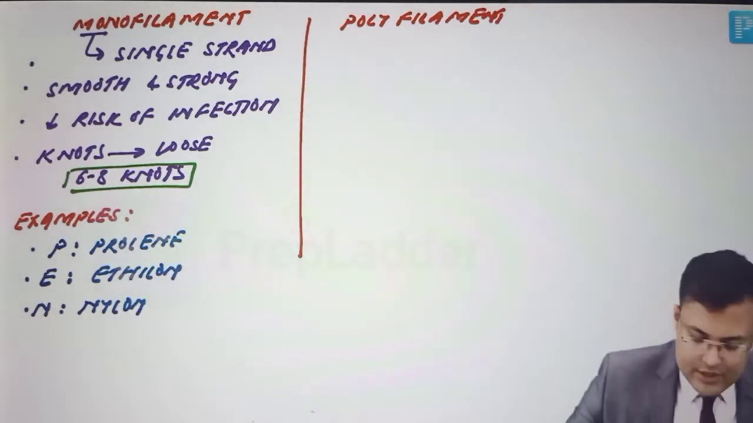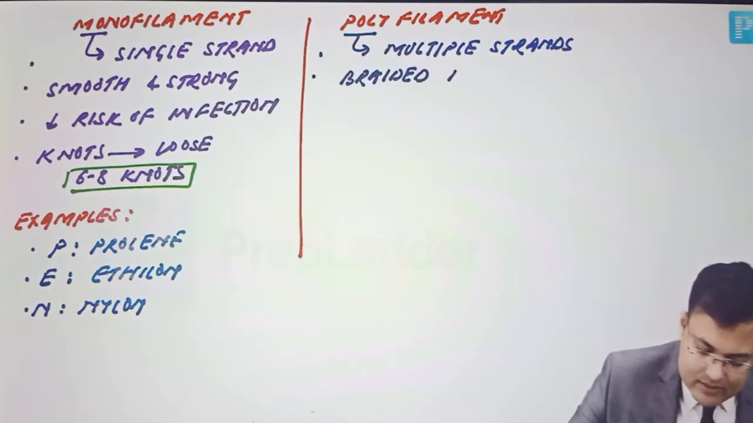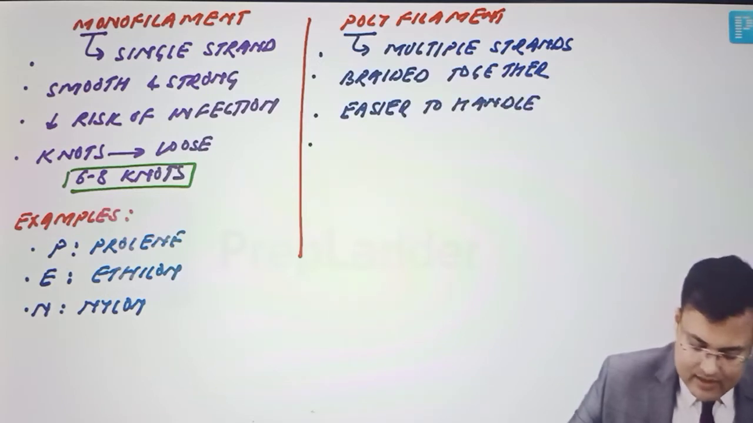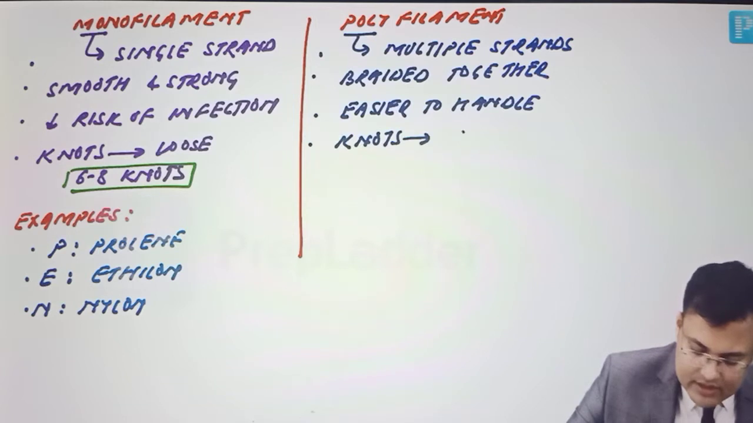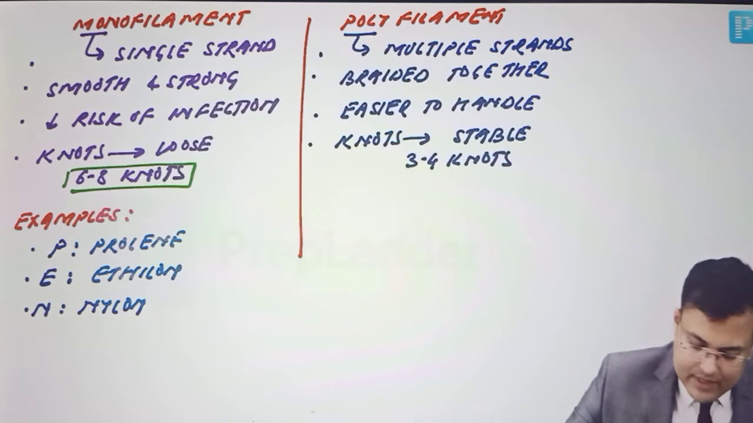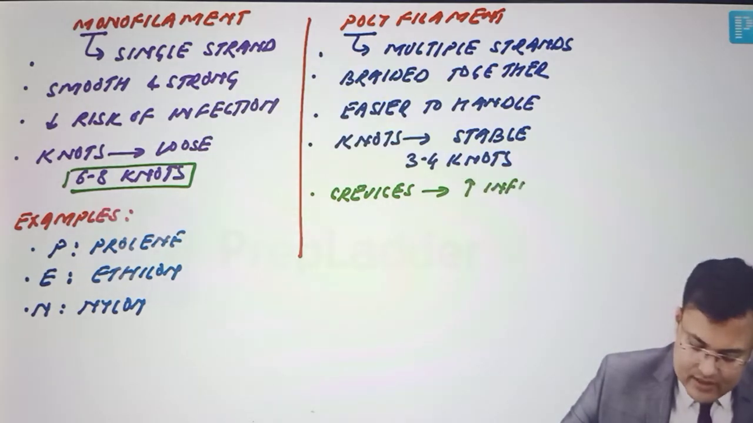Now see polyfilament. Poly means there are multiple strands, and these multiple strands are braided together. The advantage is that this suture is easier to handle. Another advantage is that the knots are stable. So generally how many knots do we take? We take 3 to 4 knots. But the problem is that there are crevices between the strands, and because of these crevices there is increased risk of infection.